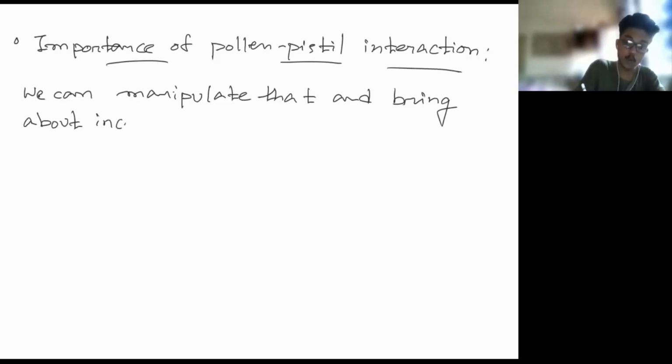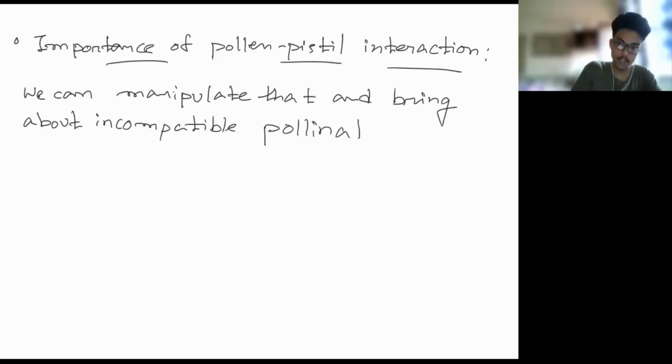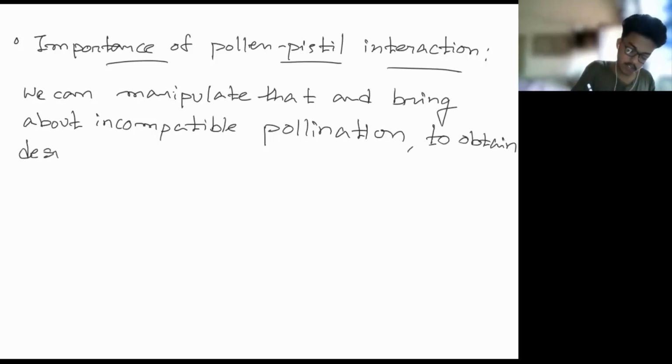incompatible pollination. So now what does incompatible pollination mean? If the pollen that had fallen onto the stigmatic surface was an incompatible one, then in that case, the pollen pistil interaction would not proceed, right? But if we can manipulate that, causing this kind of pollination, which is referred to as incompatible pollination, then we can obtain desired hybrids. So this is the importance of pollen pistil interaction.